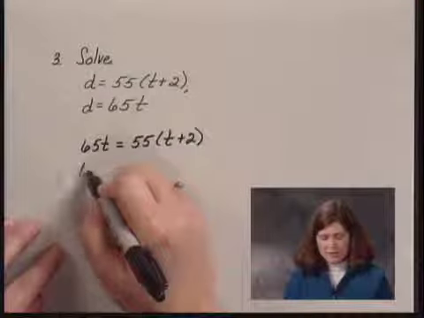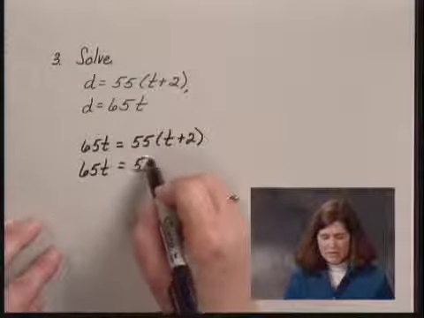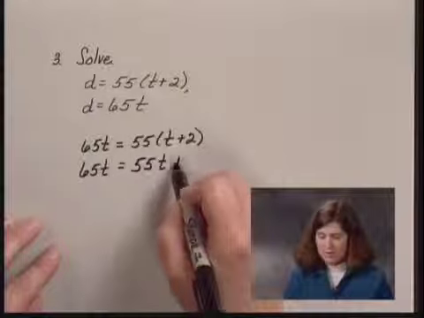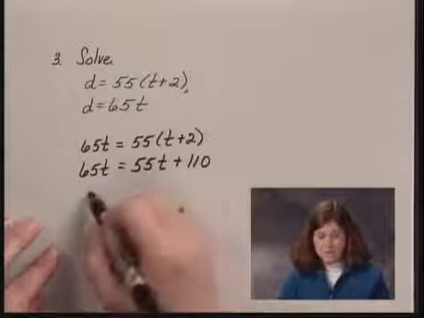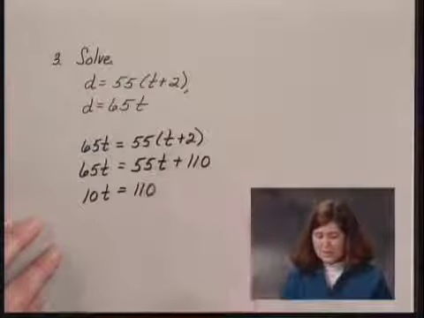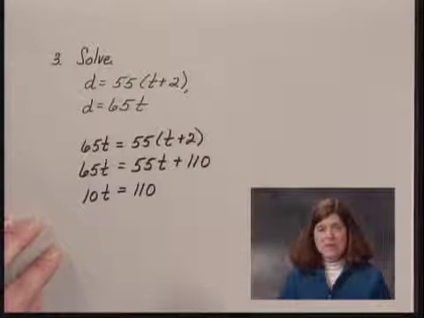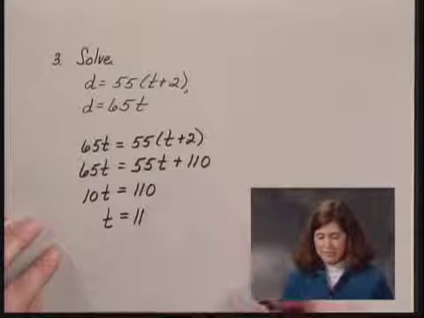I can solve for t now. I have 65t equals 55t plus 110. Subtracting 55t from both sides, I have 10t equals 110. Dividing both sides by 10, I have t equals 11.